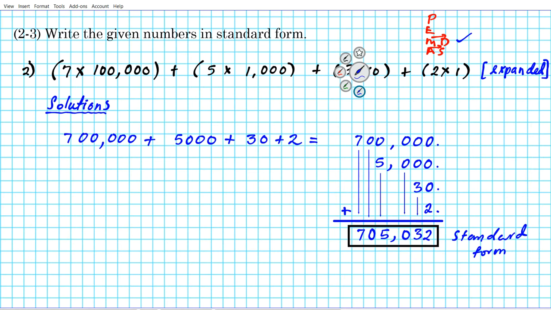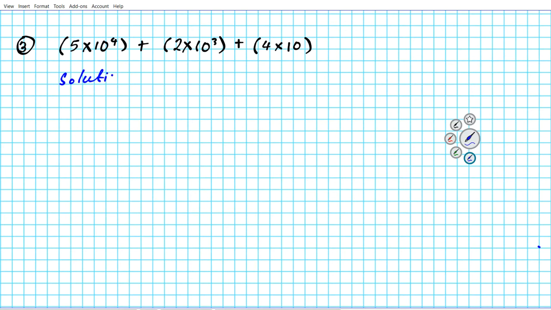Okay, let's take a look at another example where we have exponents. Now consider this problem for number 3. What if we're given 5 times 10 to the 4th plus 2 times 10 to the 3rd plus 4 times 10. All right, so let's take a look at how to do it. To do this in standard form, we're just going to follow the same pattern that we did in question number 2. Let me rewrite the problem.